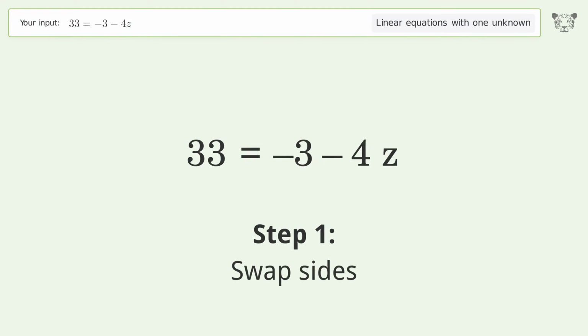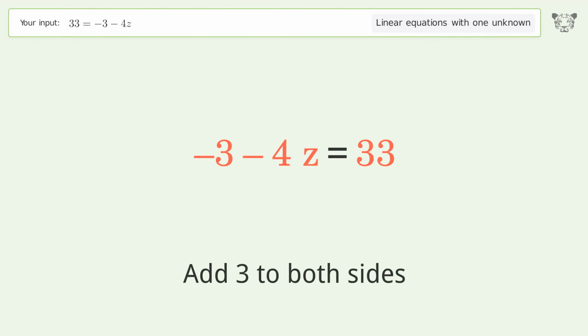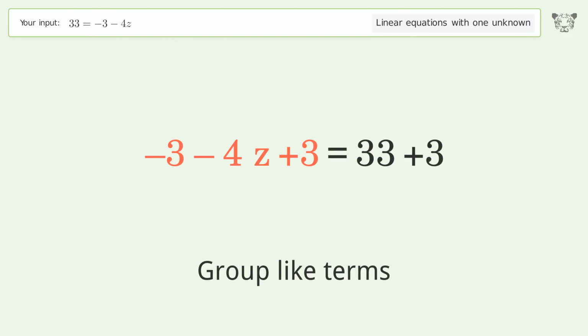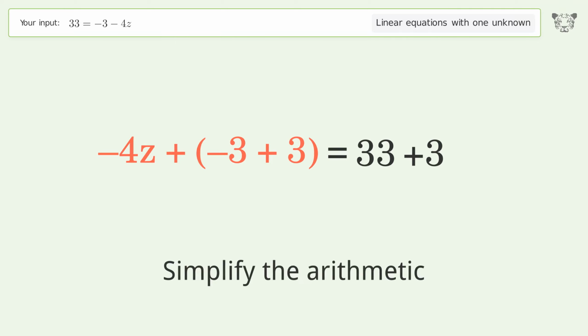Swap sides. Group all constants on the right side of the equation. Add 3 to both sides. Group like terms. Simplify the arithmetic.